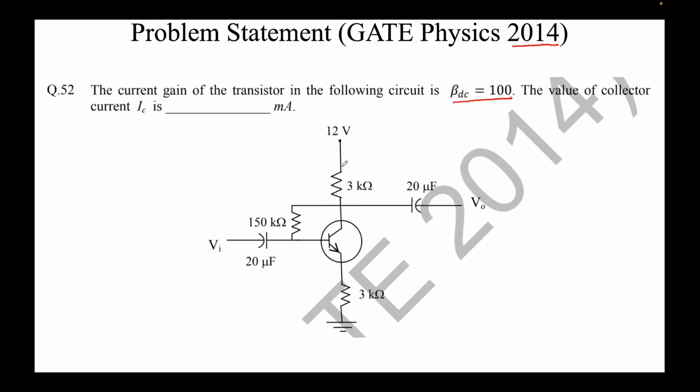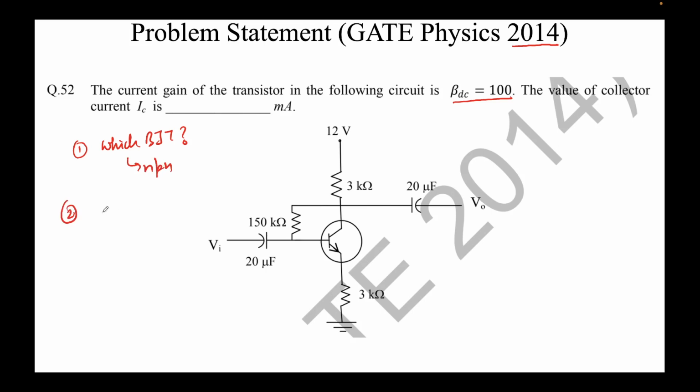Before we try solving any questions relating to BJT, we ask ourselves a few questions. The first is, which BJT is it? Is it NPN or PNP? As is clearly visible from the symbol, this is an NPN.